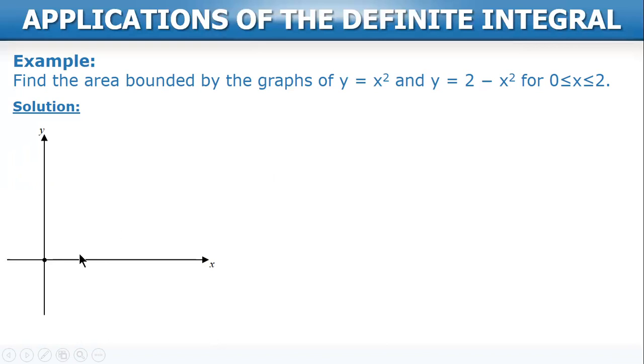When x is negative 2, y is 4. So it's symmetrical. But since our limits are from 0 to 2, let's just consider the portion in the first quadrant, to the right of the y-axis. So the graph of this function y equal to x squared is this. The other half is in the second quadrant.